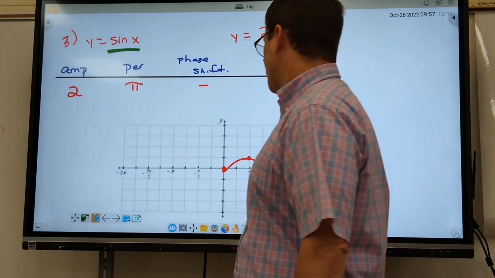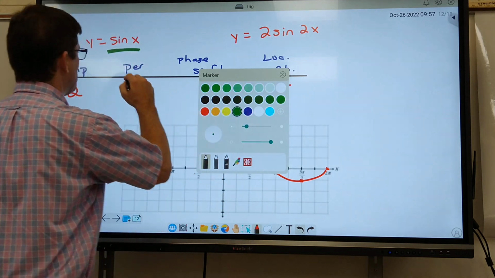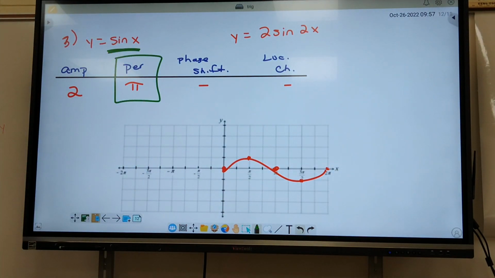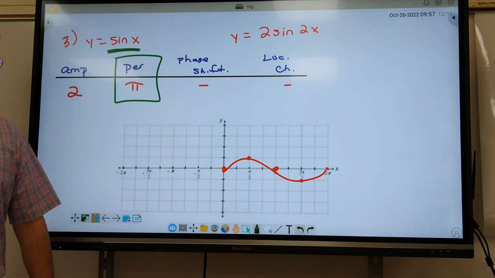All right, so the next one I think is going to be the hardest one. I think anytime you have to change the period, it's the hardest one. All right, so let's look at what we've got.